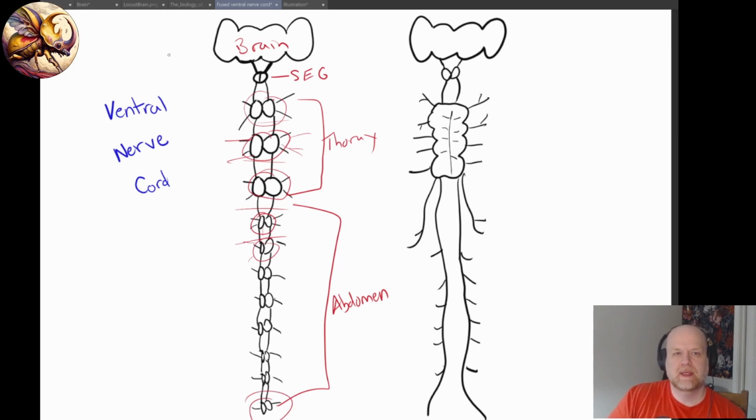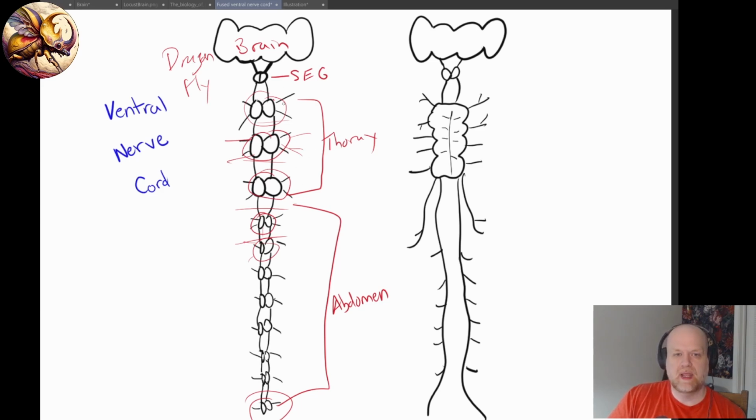This is something you would see in a dragonfly. These are for flying insects. This is how the nerve cord is set up for primitive flying insects, so this would be something for dragonflies or mayflies. In more highly evolved insects, you actually see a fusion of ganglia on the nerve cord.